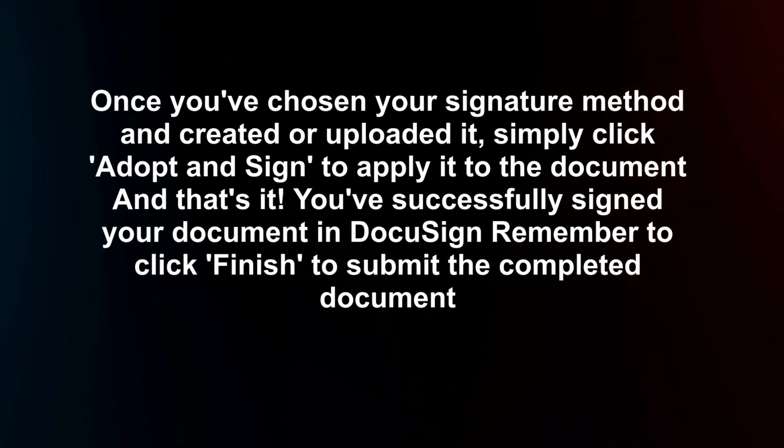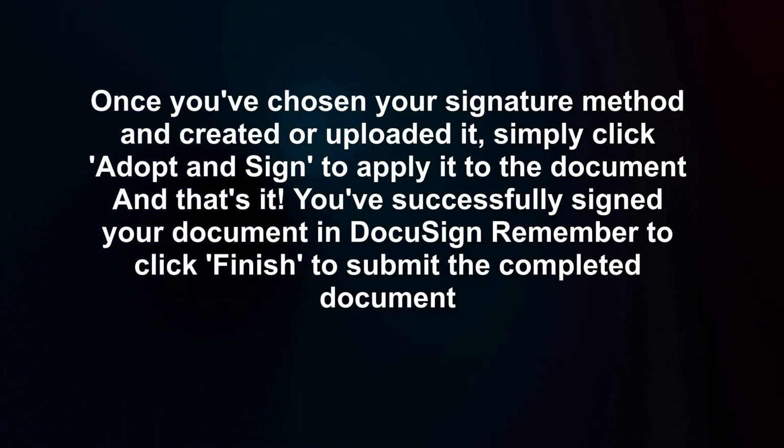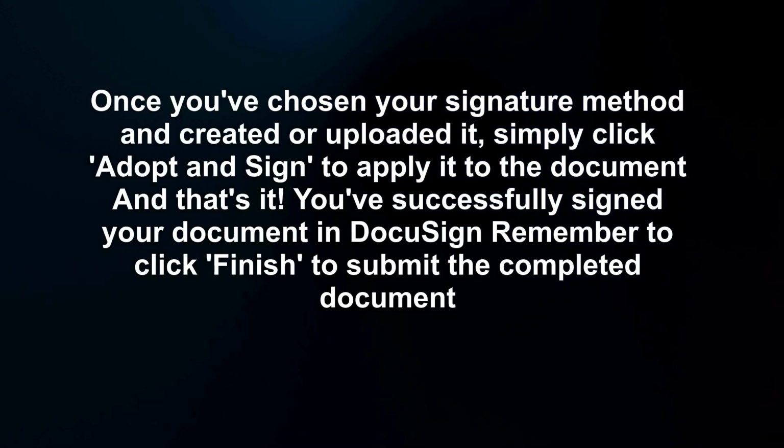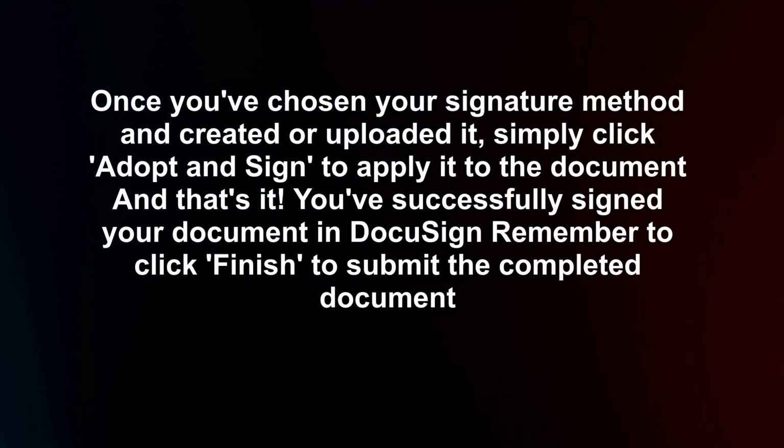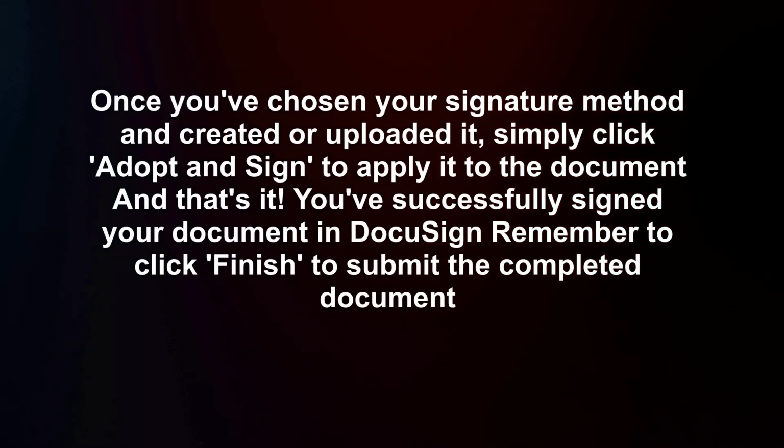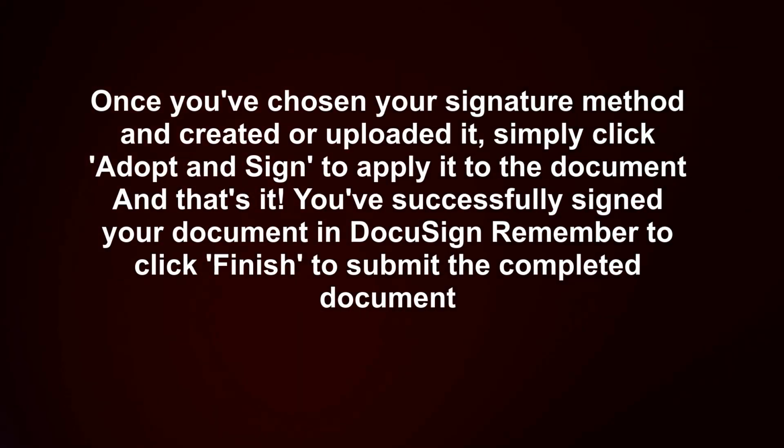Once you've chosen your signature method and created or uploaded it, simply click Adopt and Sign to apply it to the document, and that's it. You've successfully signed your document in Docusign. Remember to click Finish to submit the completed document.